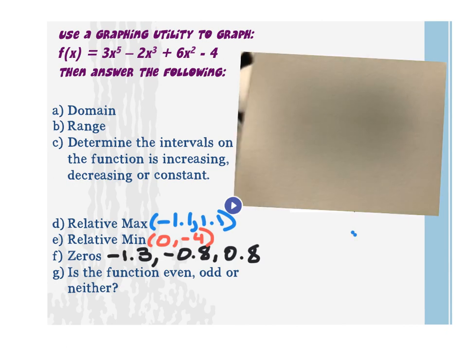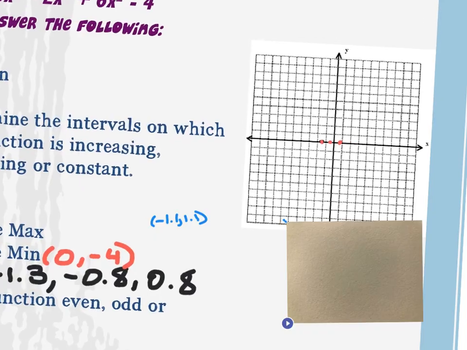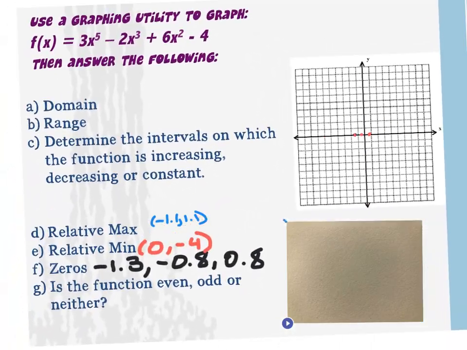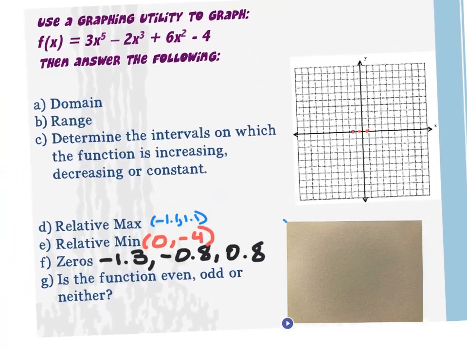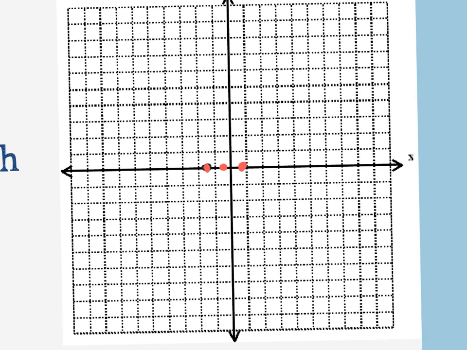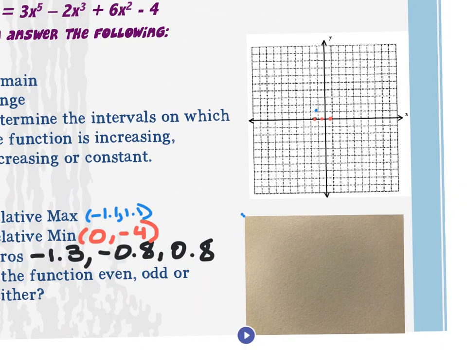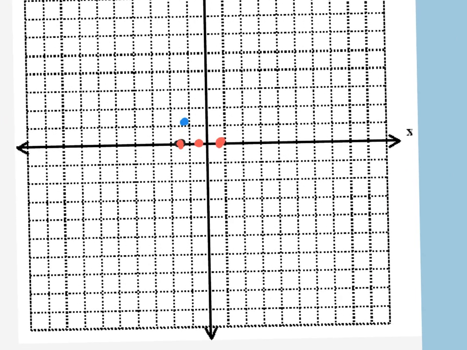Okay, so now, I'll pause that. Now I've got this information to add to this. So my max was negative 1.1 and 1.1. So negative 1.1, 1.1 is right about there. And then my min, which was 0, negative 4, is all the way down here. And then I would mimic what's in my graph. So my arrows started down this way and up this way, which means it's going to go up, down, up.